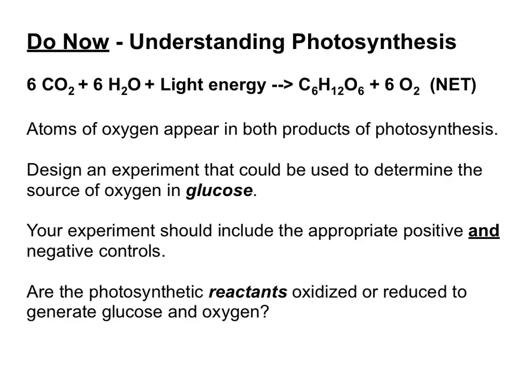So at this moment, what I'd like you to do is to consider the reaction for photosynthesis. You'll see that in this reaction, atoms of oxygen appear on both sides of the equation, in both the reactants and the products. So what I'd like you to do is consider an experiment that you could design that would determine the source of oxygen in a molecule of glucose. As you do this, think about some positive and negative controls that you might include. Any good experiment includes these two controls.